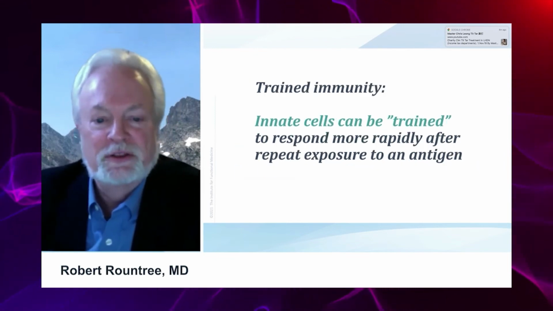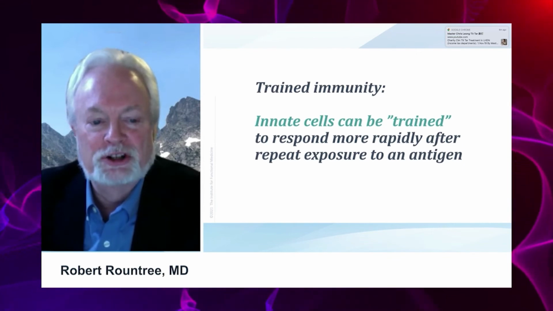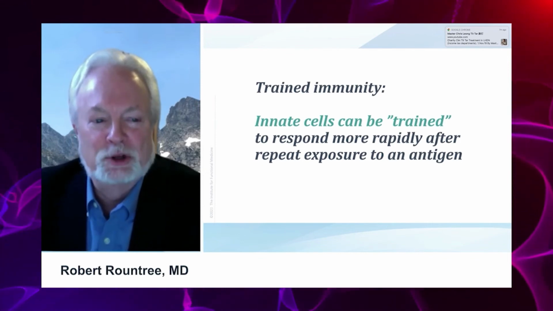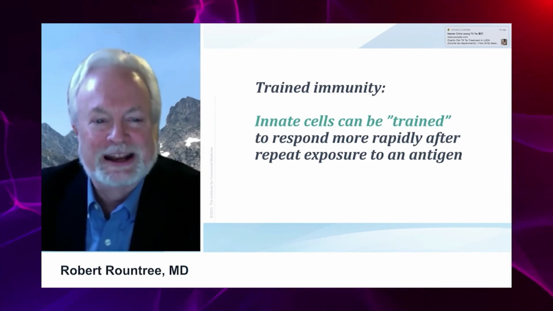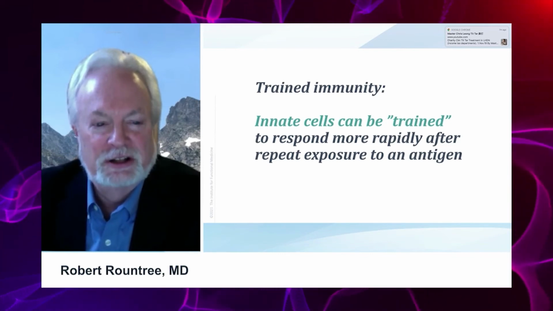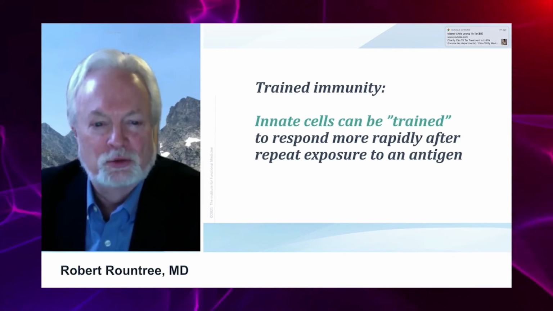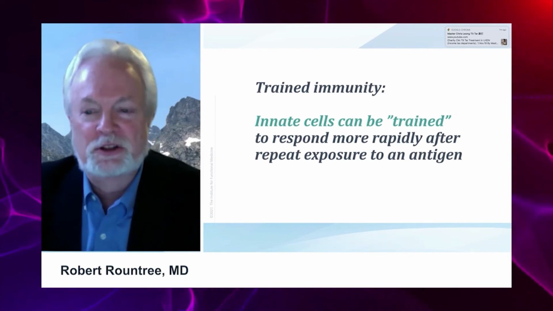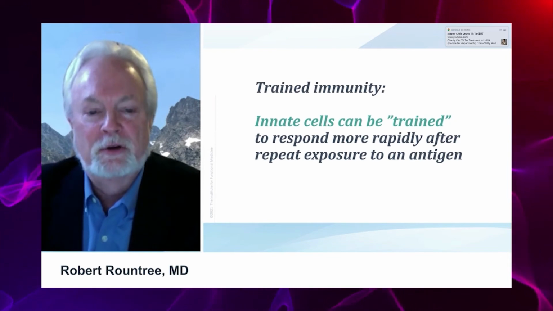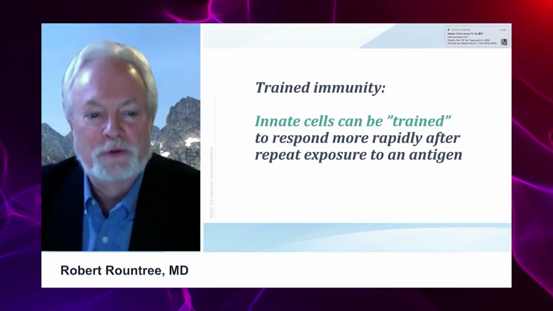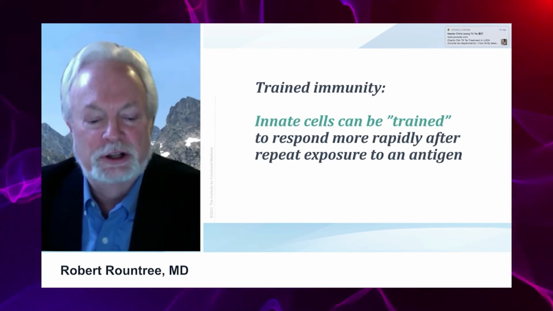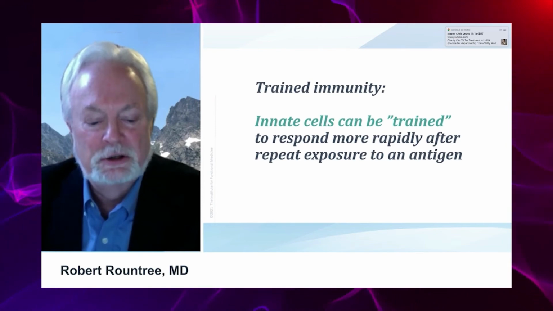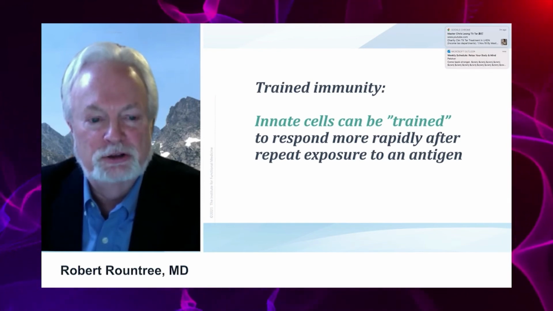Now, I mentioned that barrier tissues have a memory. This is true for all innate immune cells. So, yes, the distinction between innate cells and acquired cells is that innate cells are hardwired to recognize certain molecular patterns. But guess what? They can respond to those patterns in a quicker and quicker manner over time. And this is really what the BCG vaccine is about, to enhance the person's ability to respond to tuberculosis.